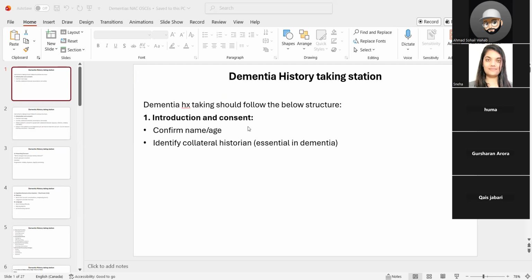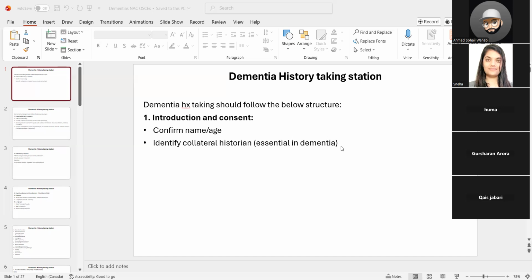First things first, whenever you're entering the station, the first thing you have to do is introduce yourself and obtain consent, confirm the patient's name and age, and ask the patient if they're okay if we ask their family member, or the person who brought them in or is accompanying them, about their condition. This will give us an idea of what others have noticed versus what the patient notices.